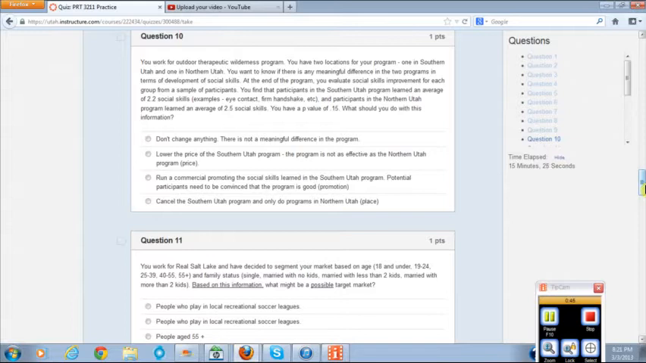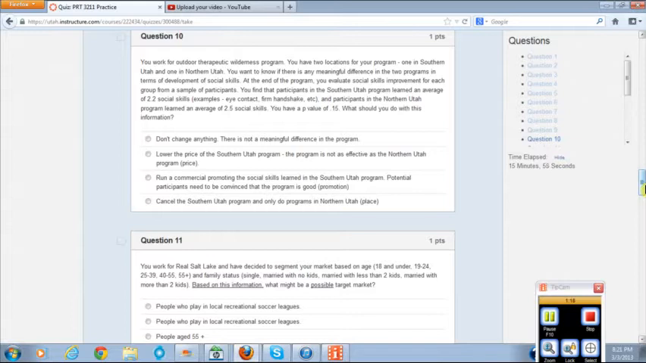So a little bit of eval refresher. If we look at the averages here, the means, we might say that northern Utah program is better. They're learning on average more social skills. However, because we're not able to evaluate everybody in the program, we have a sample, so we want to know if this sample is really representative of our population. So we run t-tests, specifically an independent t-test, because we're comparing two groups.